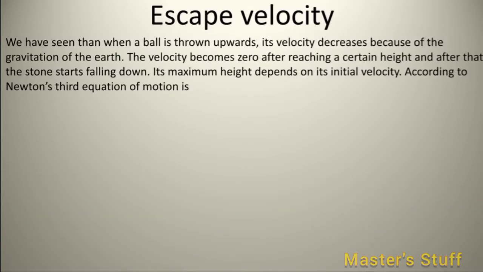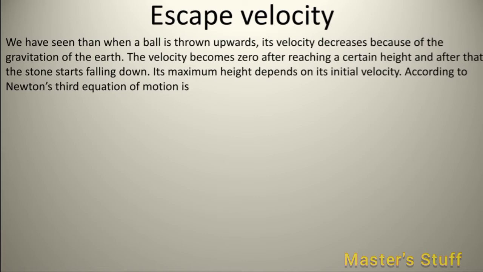Escape velocity. We have seen that when a ball is thrown upwards, its velocity decreases because of the gravitation of the earth. The velocity becomes 0 after reaching a certain height, and after that the ball starts falling down. Its maximum height depends on its initial velocity.